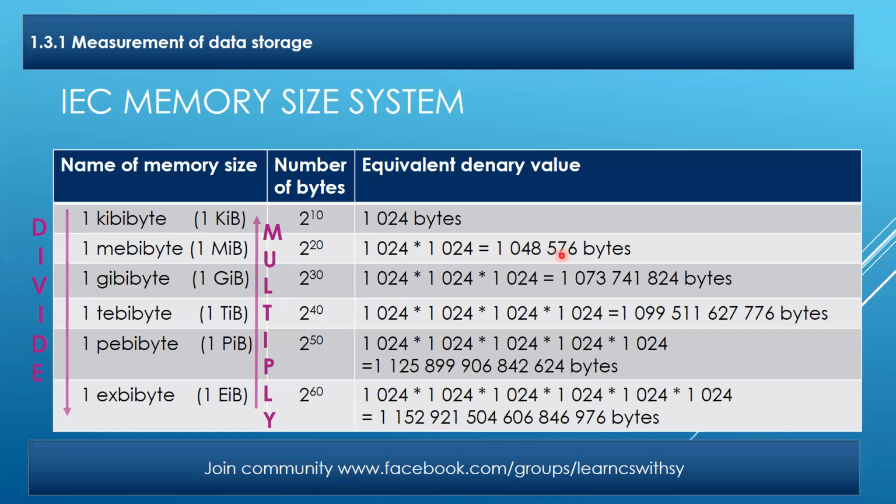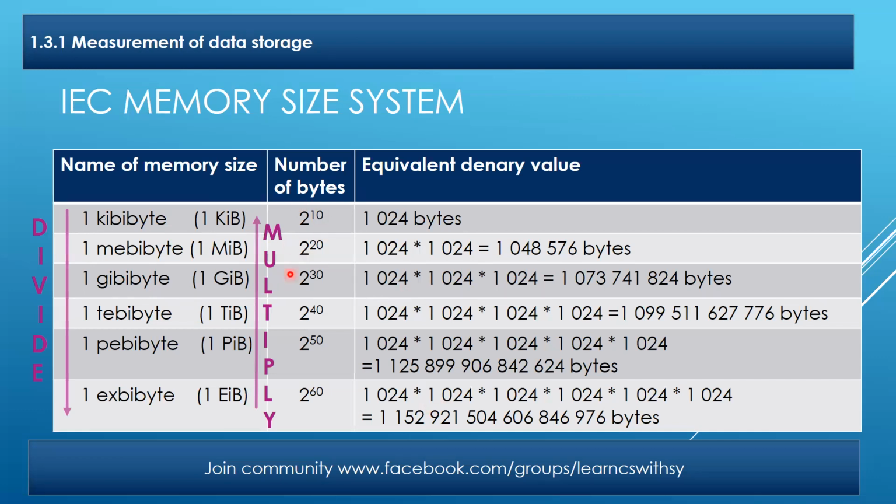By the way, don't get anxious that you have to learn all these values. No, not at all. What you need to know is this: megabyte means 1024 multiplied by 1024. Similarly, gigabyte means 1024 into 1024 into 1024. Then terabyte is 1024 multiplied 4 times, petabyte is 1024 multiplied 5 times, and exabyte is 1024 multiplied 6 times. Are you clear? This is what we need to know.